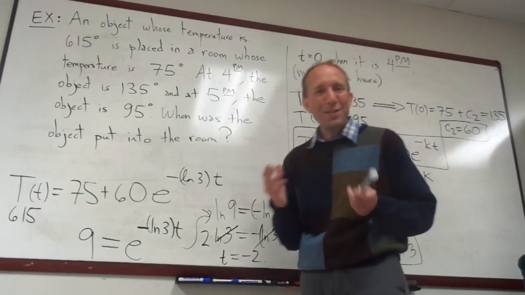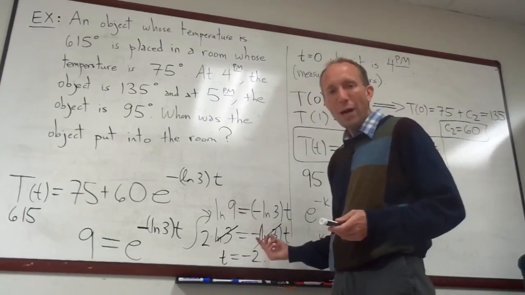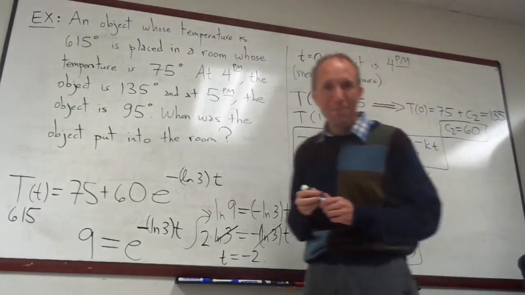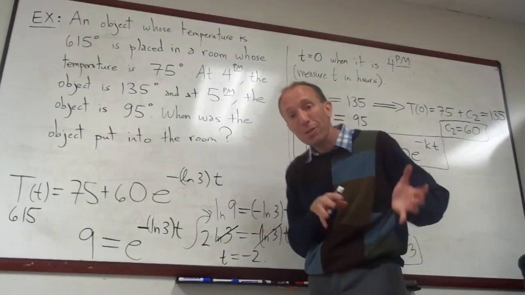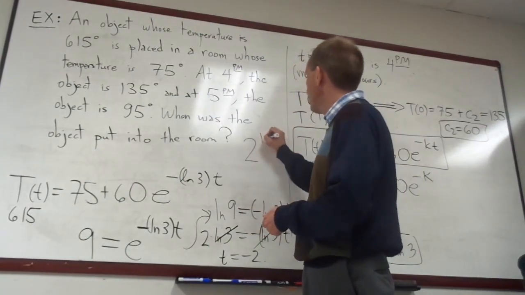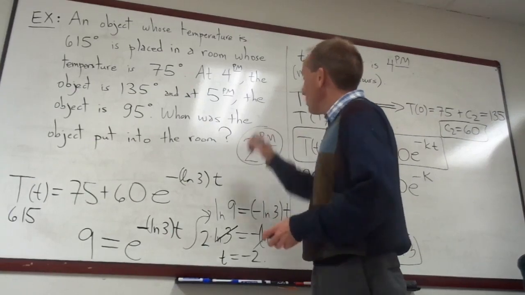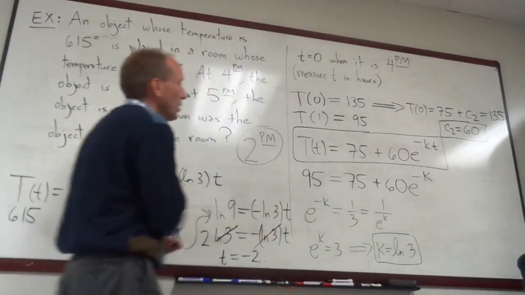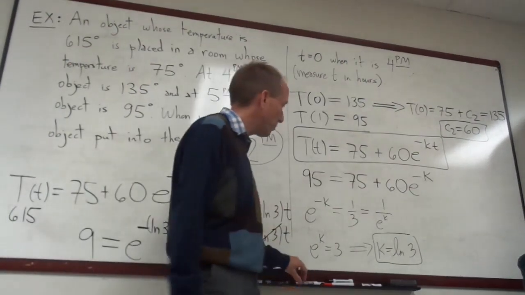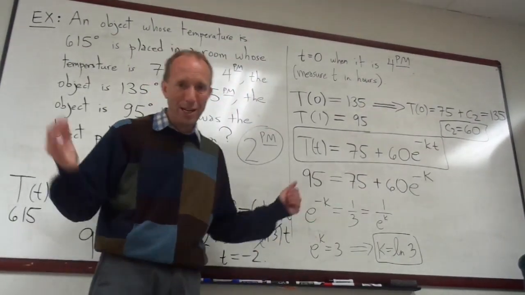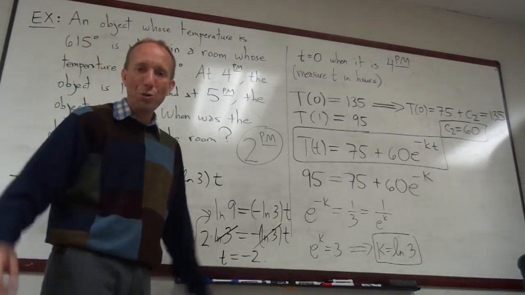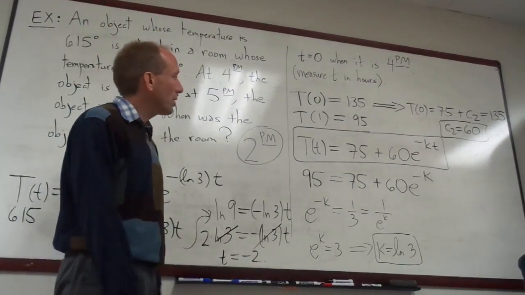The object was placed in the room negative 2 hours before 4 o'clock. In other words, 2 p.m. So it's a negative time. That's because it was before 4 o'clock when the object was put in the room. So 2 p.m. Okay, so there's a couple of those on the homework assignment. I just wanted to run through. There's no calculus here. This is just solving equations and messing around with logarithm and exponential functions again. But I felt it might be nice to just show you an example of that. Hopefully it helps. Let me know.